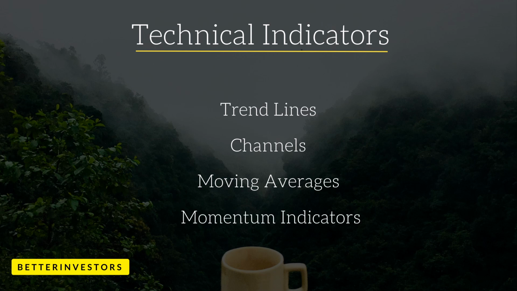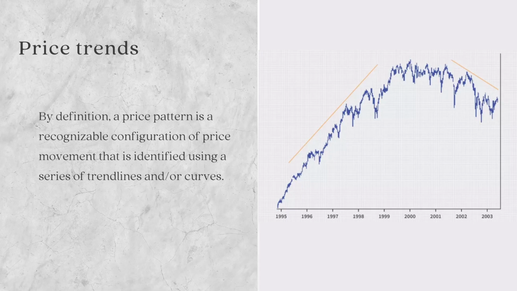In general, technical analysts look at the following broad types of indicators. First, price trends. Price trends is self-explanatory. By definition, a price pattern is a recognizable configuration of price movements that is identified using a series of trend lines and/or curves. In easier terms, the trend is an overall direction of the price of an asset.